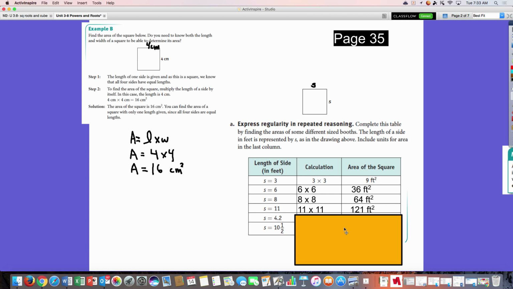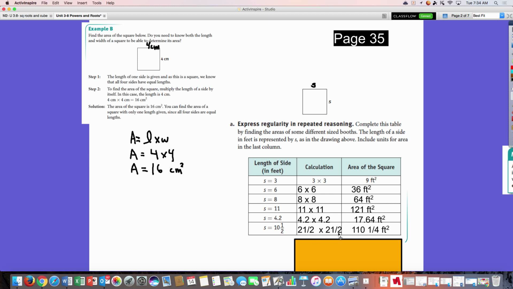Hey, you're back. Awesome. Did you do 4.2 times 4.2? That's what I did. I got 17.64 feet squared. And this fraction one, 10.5, I converted this to two fractions, 21 over 2 times 21 over 2, because that's how we multiply fractions. We multiply straight across. We get 441 over 4. I reduce that fraction. I get 110 and 1/4 feet squared.